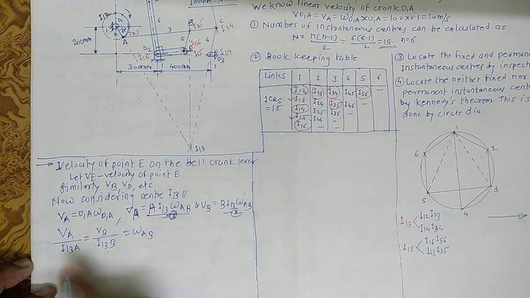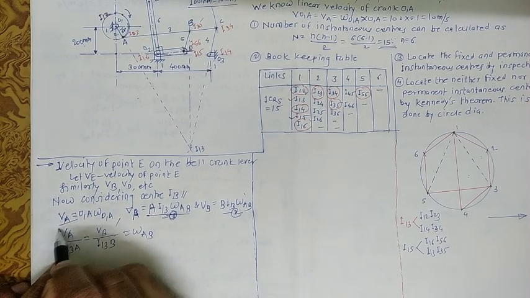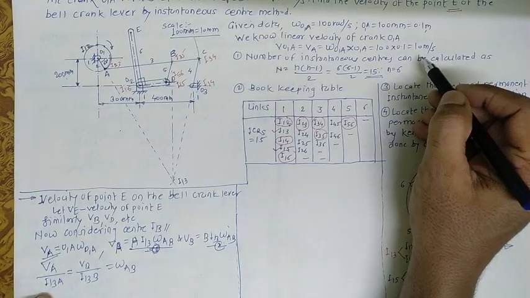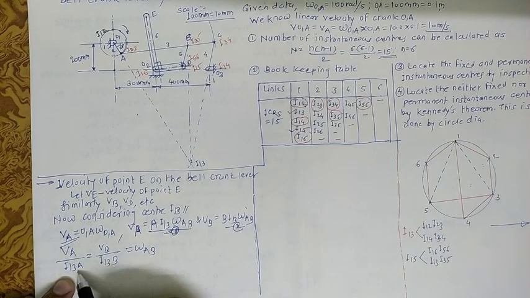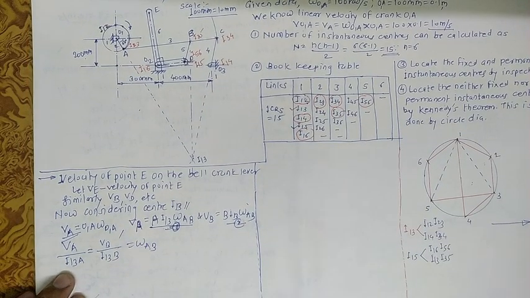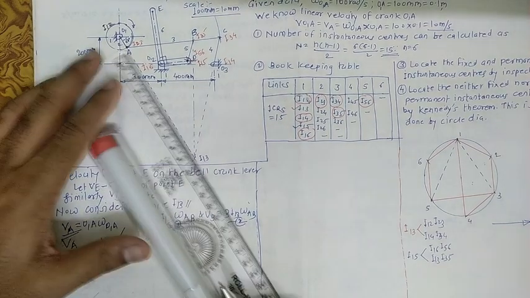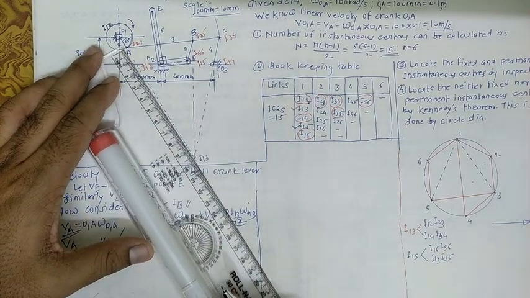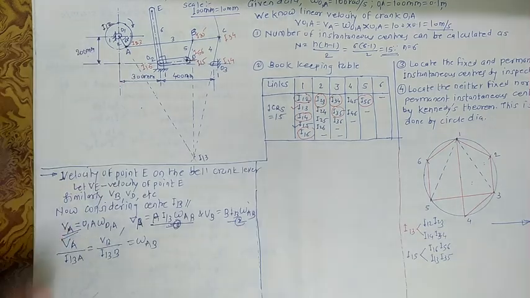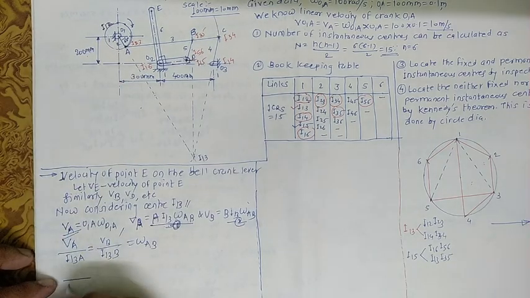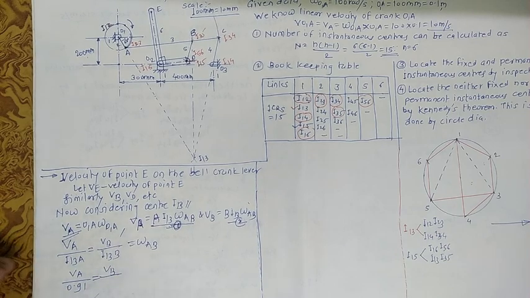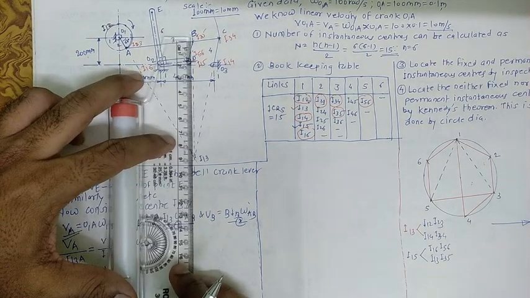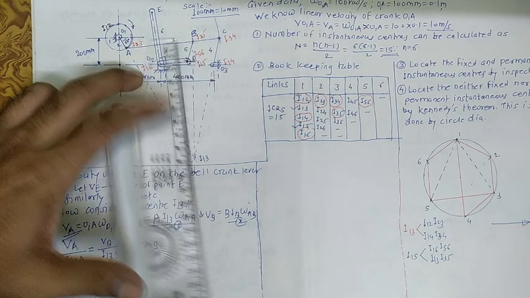So in this case, VA is already with us. Before this, we already did the calculation here, 10 meter per second. So what about I13A? I13A is nothing but the distance. Just measure that distance with the help of a scale here. If you look at this one, you get approximately 0.91 meter by converting that into the actual scale. So VB divided by I13B. I13B is nothing but the distance, and the distance with us is 0.82.